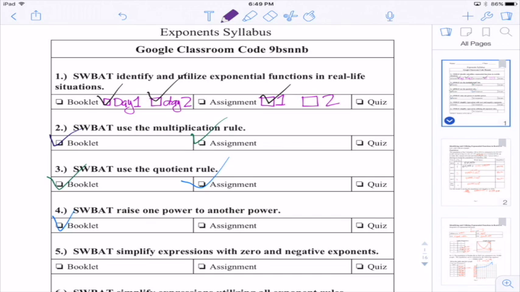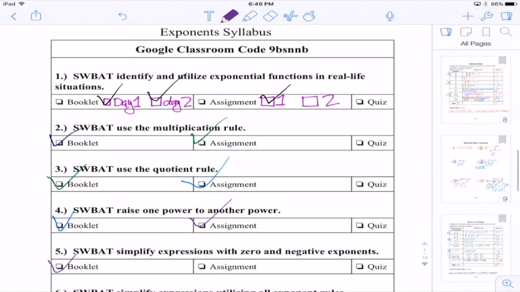Yesterday you did raising a power to a power, and you did wonderful on the assignment, so hopefully all these things are getting checked off. Today we're going to simplify expressions with 0 and negative exponents. So that's going to start on page 11.